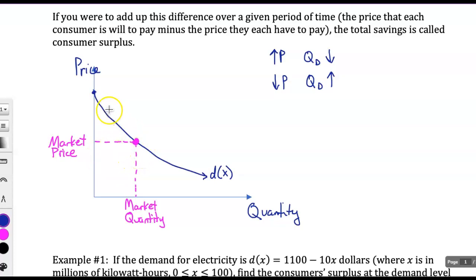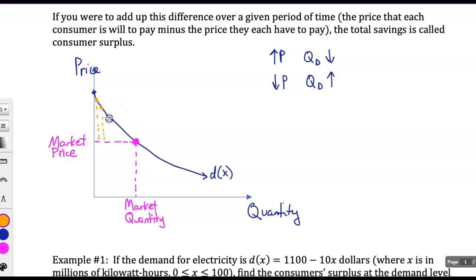What I'm trying to show you is all along here, the consumers were willing to pay these higher prices. So, you know, I was willing to pay this price, but guess what? I only got charged that. I was willing to pay this price too, but I only got charged that amount.